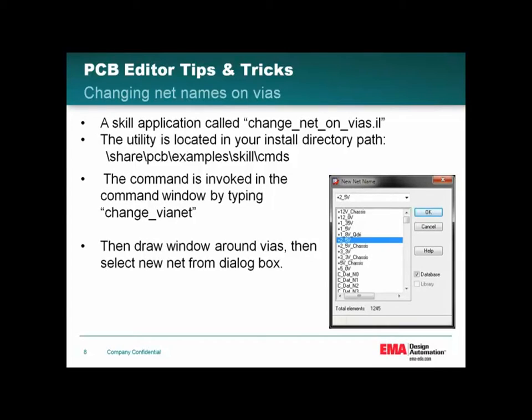you see here. To invoke the command, it's actually just something you type on the command line in the command window, which I'll show you how to do. And then simply window around the vias and then select the new net that you wish to change them to. This works very well because it doesn't matter if these vias go down through multiple planes and you decide to change them to another layer. It's a very powerful tool to do that.